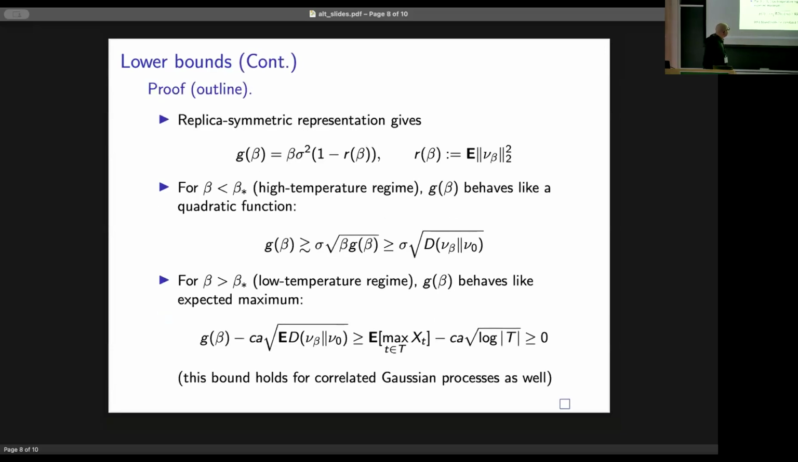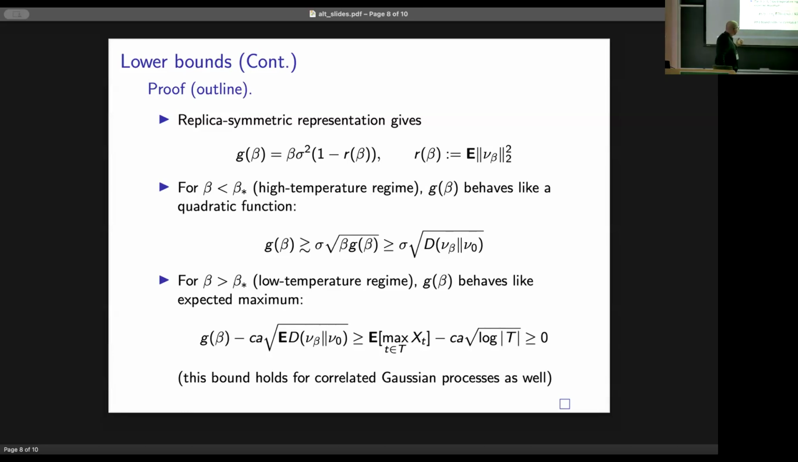That basically tells you, as these probabilities become more uniform, you end up with something that scales, I think, like 1 over t. Anyway, if you use the replica symmetric representation, you end up with a formula for g of beta that involves the expected value of this squared L2 norm. When you're working in a high temperature regime, this g of beta has distinct behavior for high and low temperatures. For high temperatures, it behaves quadratically, and then you can use some very simple inequalities to lower bound it like this. But if you write out this value for the KL divergence, which is missing an expected value here, you get this lower bound.